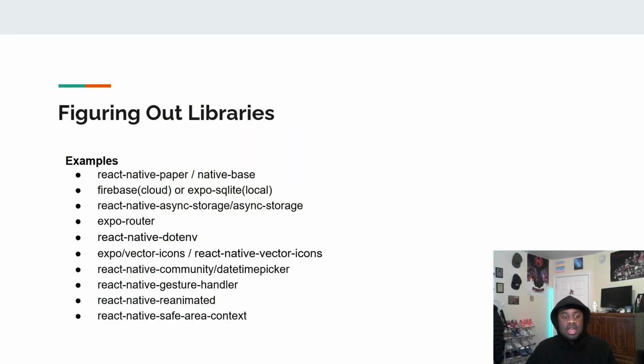These are examples of libraries that you'd use in React Native. So you have React Native Paper, which would be for components. You have Firebase, you have the Expo Router library. So these are all example libraries that you would need to make things easier at the start. Obviously you would add more as you go.